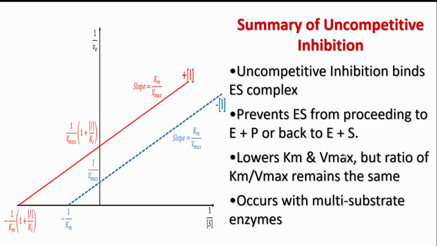Now I want us to really look at this. Let's just look at the summary. We say that uncompetitive inhibition binds to the ES form, and when it binds to the ES form, it prevents the substrate from binding, and also prevents the complex from breaking down to go into products. So we say that it lowers both the Km and the Vmax, but the ratio of Km over Vmax, which is the slope, remains the same. And we say that this also occurs in multi-substrate enzymes.